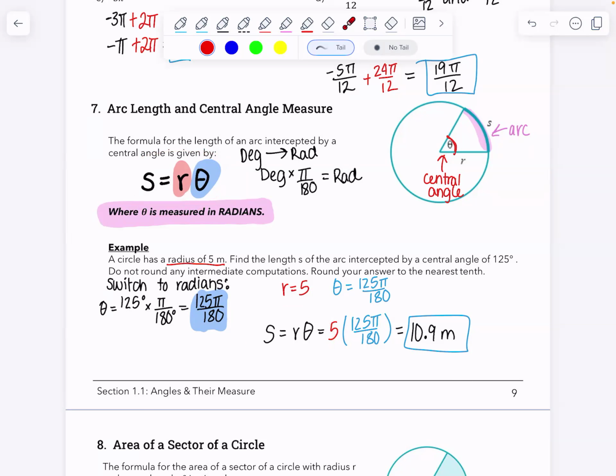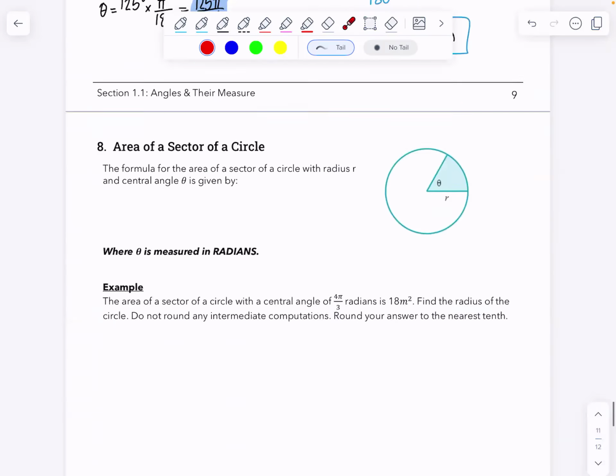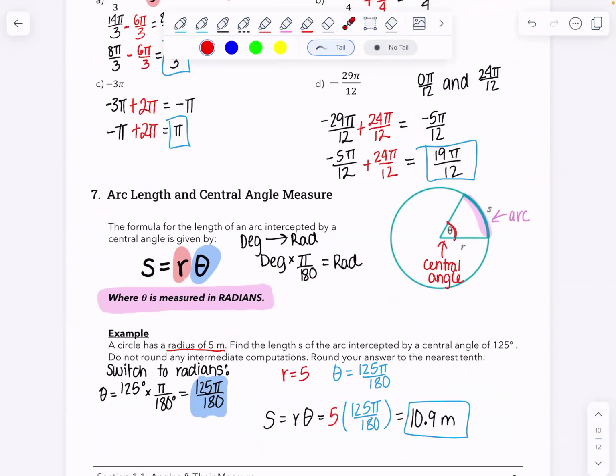All right. Next, and I think last, oh no, 2 sections left. Next section will be area of a sector of a circle, and I'll see you in that video.